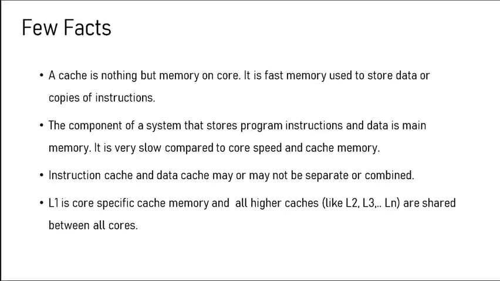There are a few facts. On a computer system there are two types of memories. One is the main memory, another is the cache memory. We'll see cache memory first. A cache is nothing but a memory which is on your core. It is the fastest memory, used to store data and copies of your instructions. If you remember the diagram that we showed earlier, on one specific core there is additional cache memory within that core. The component of a system that stores program instructions and data is the main memory, and it is very slow compared to the core speed and the cache memory. On a hardware level, the instruction cache and the data cache may or may not be separate, or they may be combined.